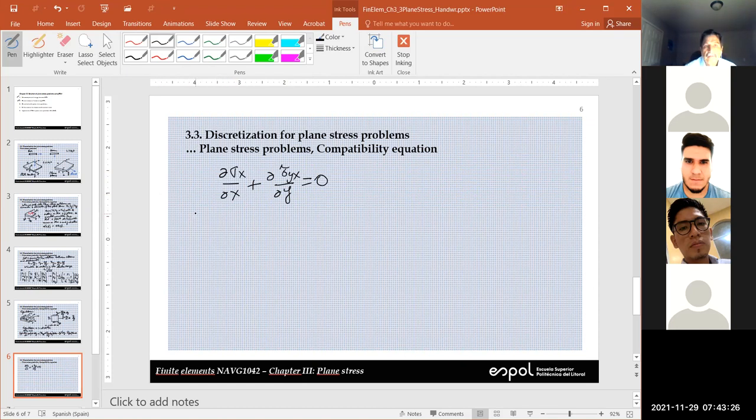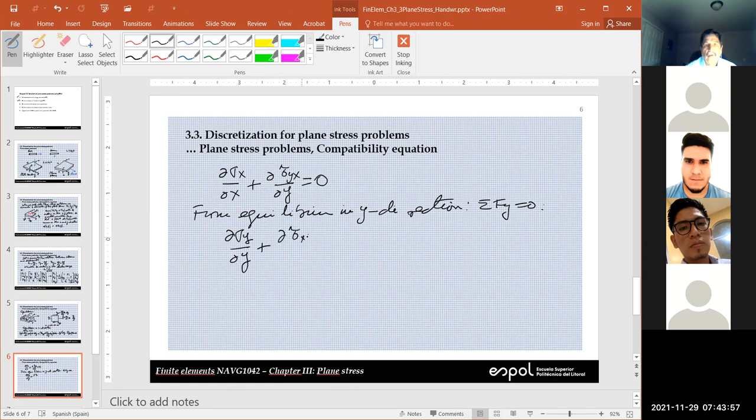Okay? From equilibrium in y direction, so that's summation of forces in the y direction equal to 0, we're going to get something similar to this. So it's going to be the derivative of sigma y, but in the y direction, plus now we have to consider the shear, but in the y direction, and that's equal to 0.